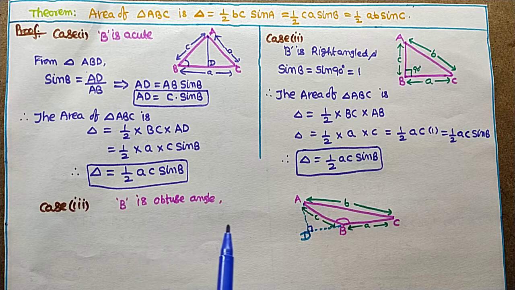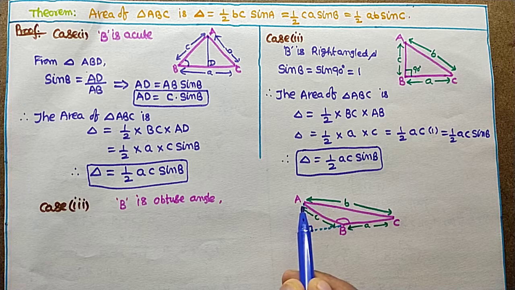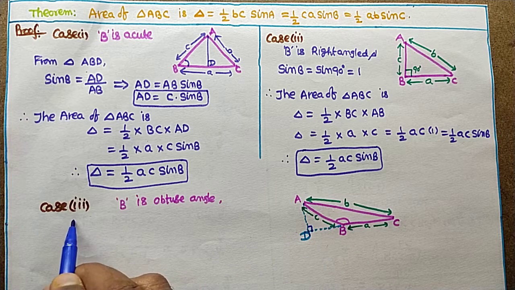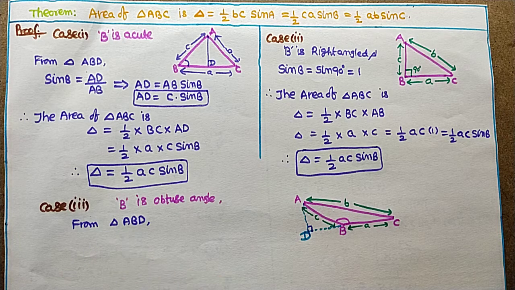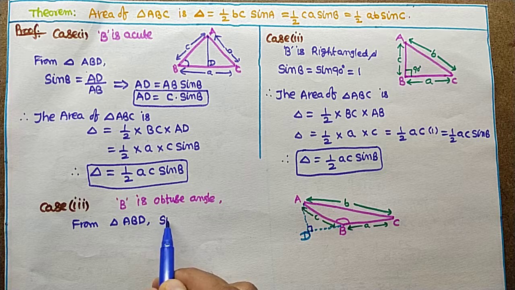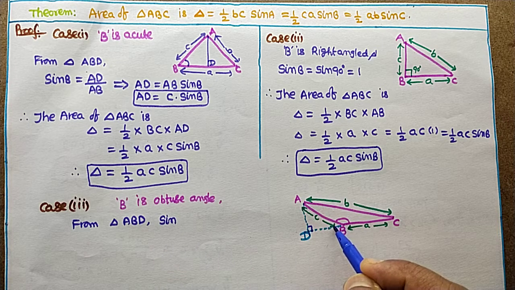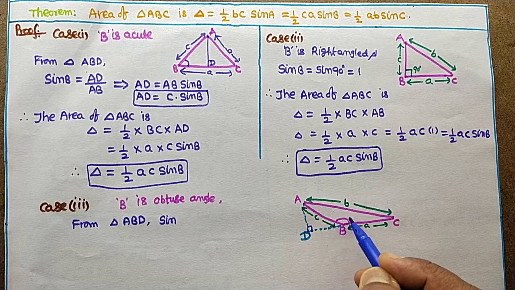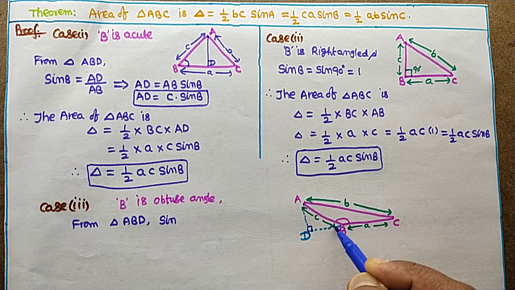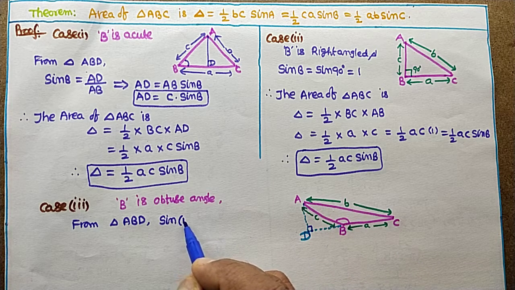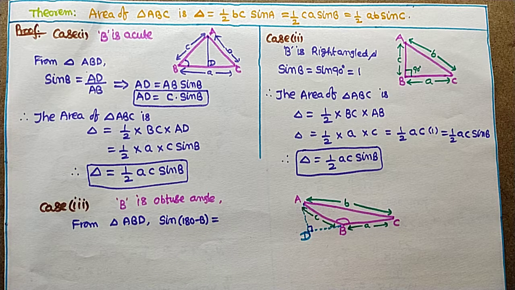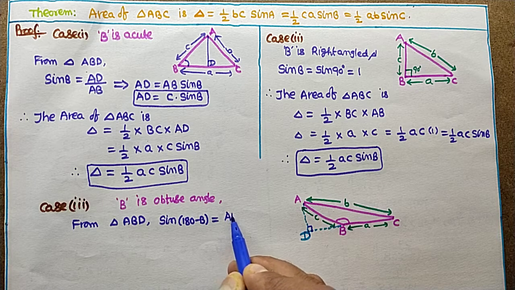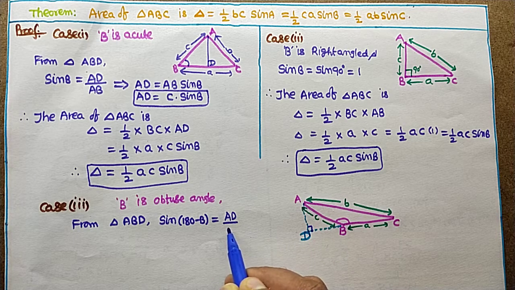Whenever B is an obtuse angle, from triangle ABD, sine of, here this is a straight angle now. So B is obtuse, remaining is total 180, means from here to here it is 180 minus B. So from triangle ABD, sin of 180 minus B is equal to opposite, that is AD divided by DB.